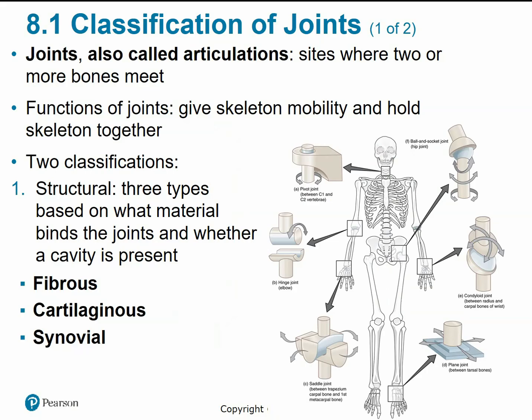There's two ways that we can classify different types of joints. So the first way would be structural. So classified based on the structure of the joint itself. So what type of tissue or material is holding these bones and these joints together? So structural classification could include fibrous, cartilaginous, or synovial.